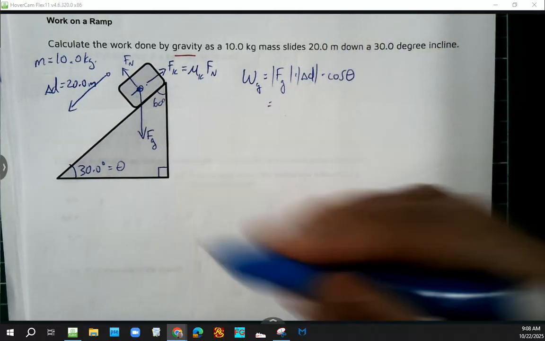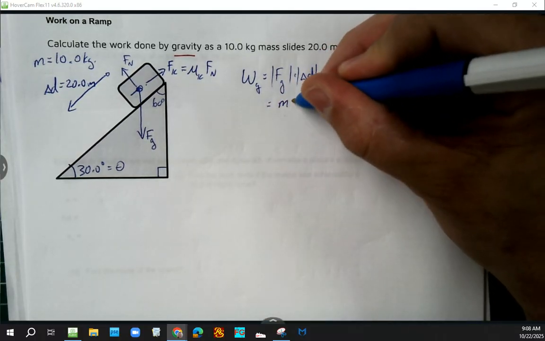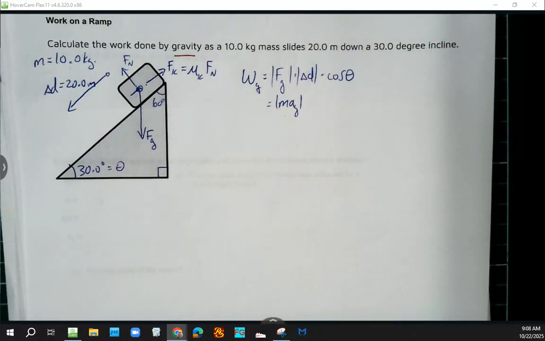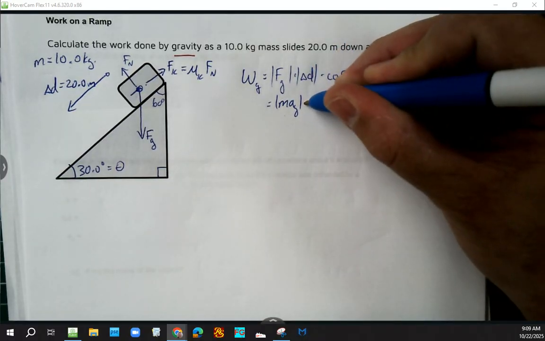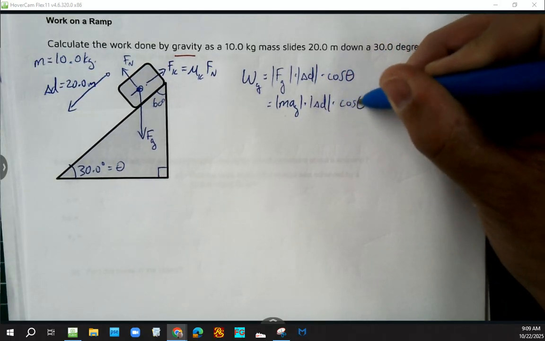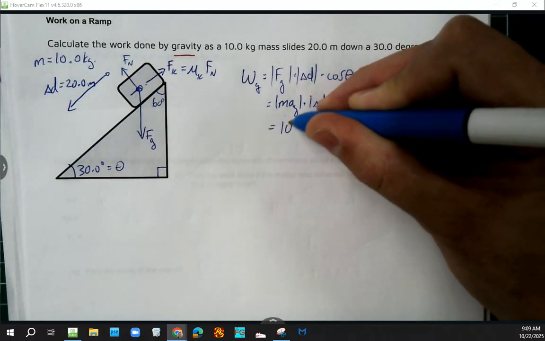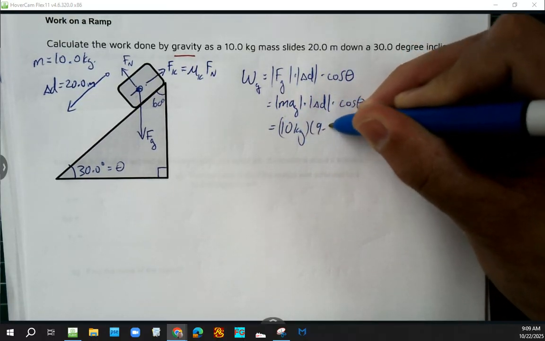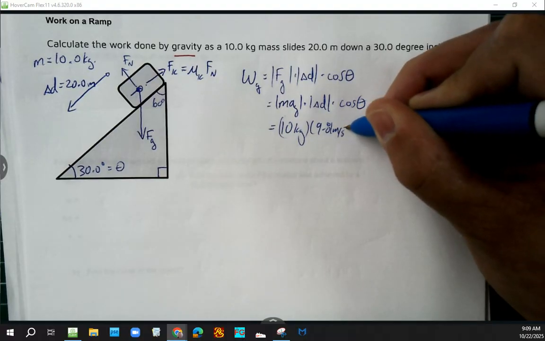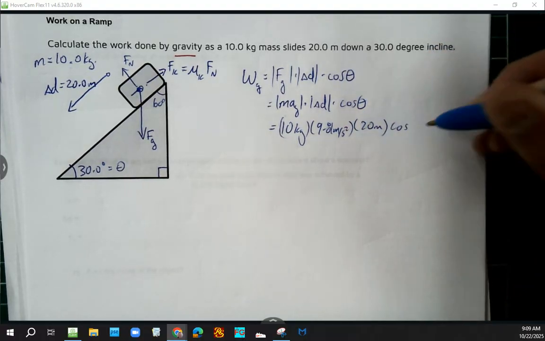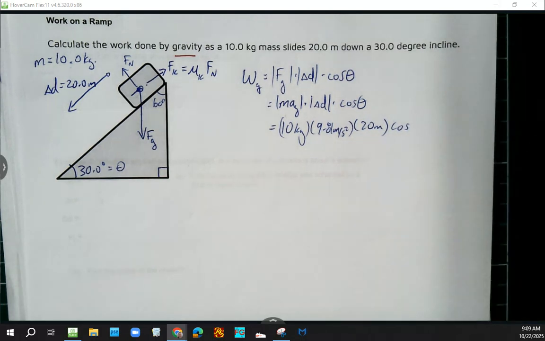In this case, magnitude of the force of gravity would be mass times acceleration due to gravity. I'll be a little bit less piecewise about this. Let's do it all together. Times displacement times cos theta. Mass was 10 kilograms. Magnitude of gravity, 9.81 meters per second squared. Delta D, 20 meters. Cosine of, what's the angle between the displacement and the gravity?